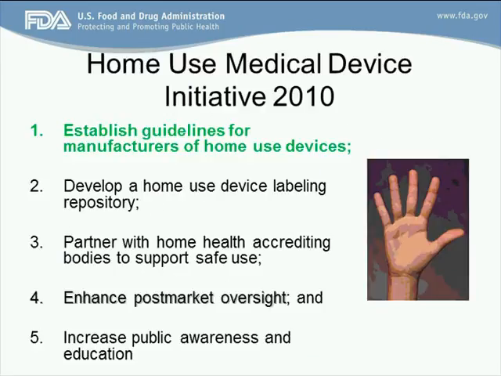This is as a result of announcing a home use medical device initiative back in April of 2010. And at that point, we did say that we were going to look at five different areas. And we were going to develop guidelines for manufacturers. We wanted to look at a home use device labeling repository, work with accrediting bodies, look at more oversight of adverse events that were happening in the home, and also increase public awareness. I would consider this as increasing public awareness today here and educating you about this guidance. But we really are focusing on number one, which is why I have it highlighted. That's the guidelines for manufacturers.